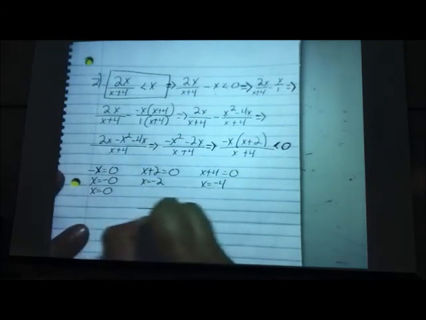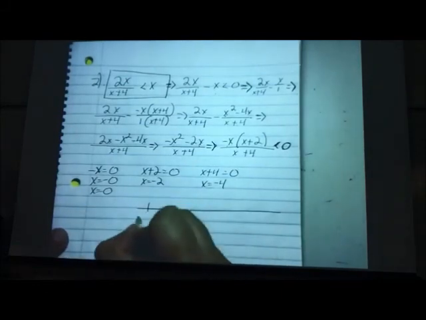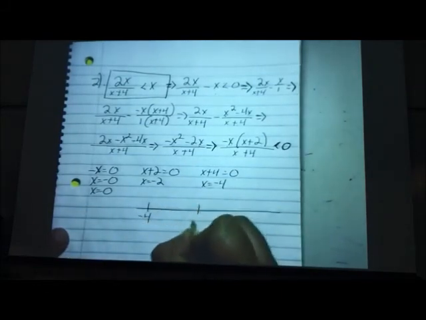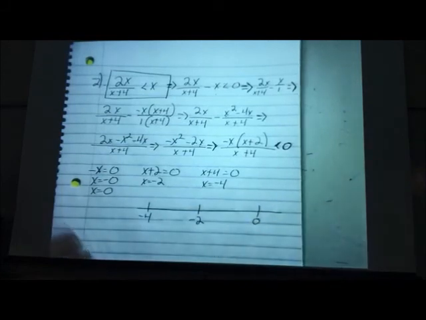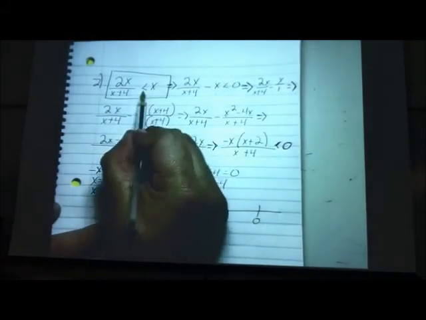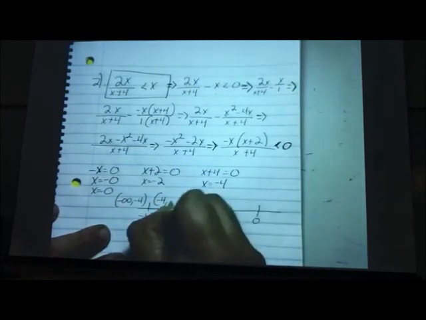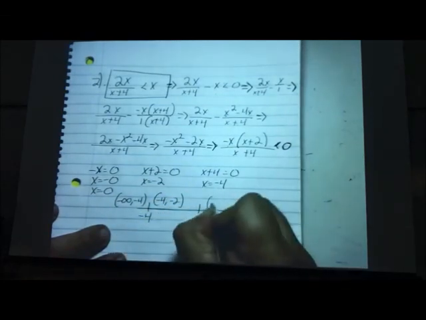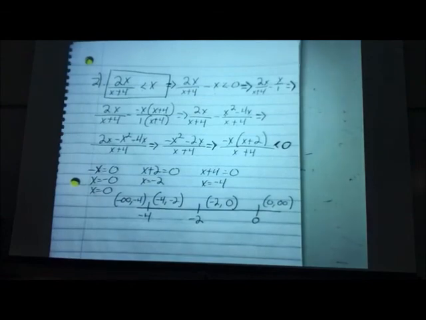What does that mean? Number line. Our smallest number is a negative 4. Our second smallest is a negative 2. And our largest is a 0. Set your points. Remember, we're working with the less than, so there's no equal to. Negative infinity, comma, negative 4, parentheses. Parentheses, negative 4, negative 2, parentheses. Parentheses, negative 2, 0, parentheses. And 0, infinity, parentheses. We're all together?